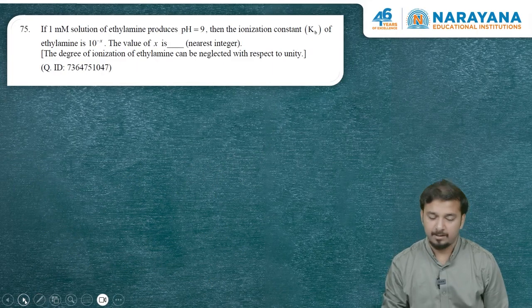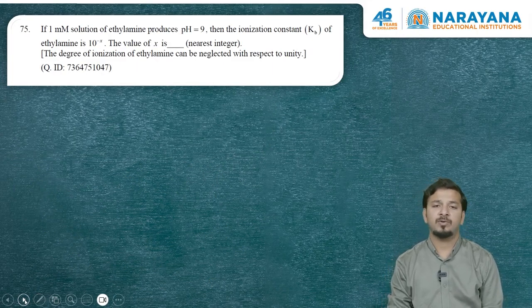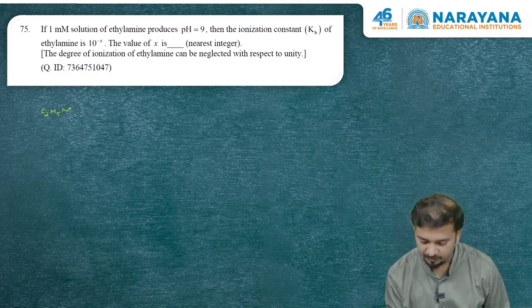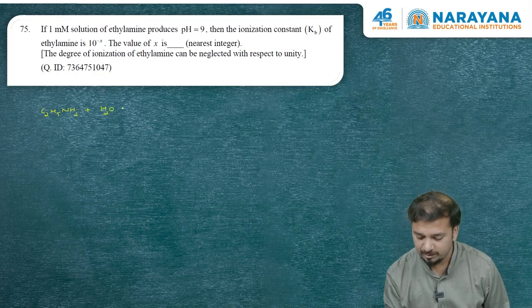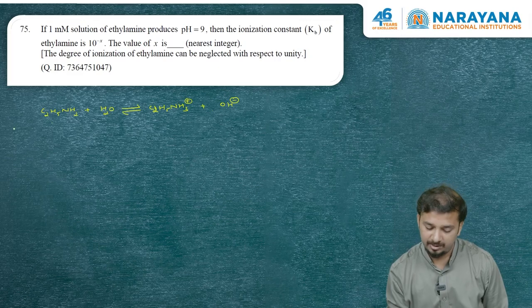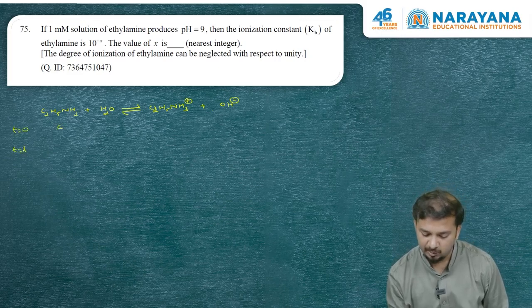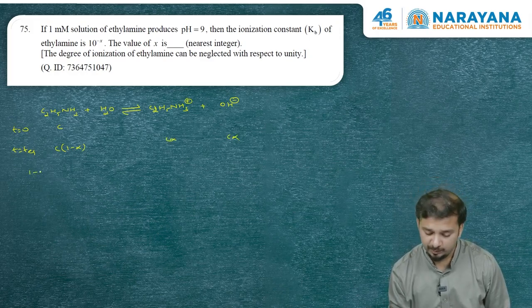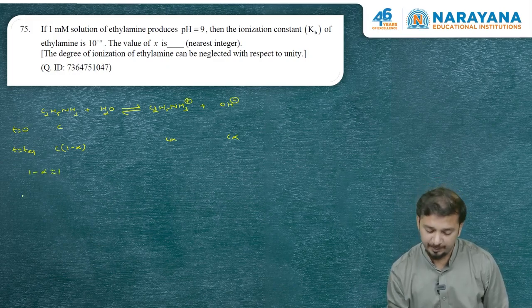Moving to the next question. The question is, if a 1 millimolar solution of ethylamine produces pH equal to 9, then the ionization constant of ethylamine is 10 to the power minus x. The value of x is? So we have C2H5NH2. In the presence of water, it will give C2H5NH3+ plus OH-. Let's say initially the concentration is C. At equilibrium, this will be C(1 minus alpha), this is C alpha, and this is C alpha. They are saying the degree of ionization can be neglected with respect to unity, which means 1 minus alpha is approximately equal to 1.